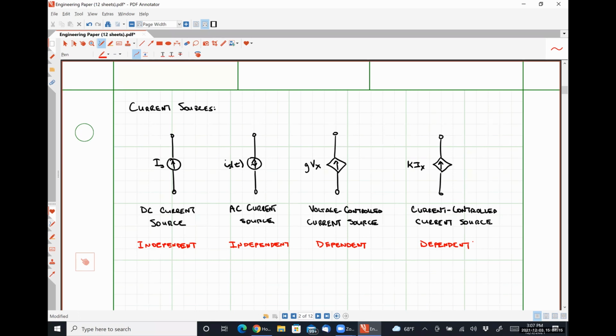So these are all current sources. Some of them are independent, others are dependent. Let's talk about the coefficient there, G. So this is a current source, so it outputs current. It's controlled by a voltage. So what do the units of G have to be? Think about it, the input is voltage, the output is current. Exactly right. So G has units of amps per volt.